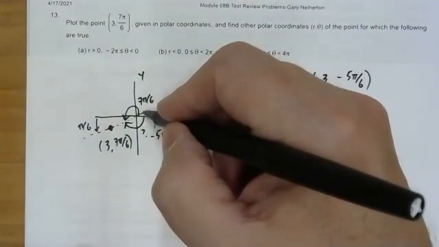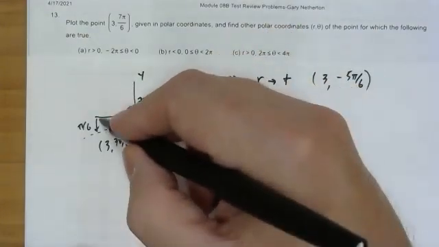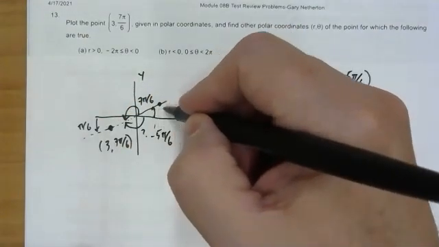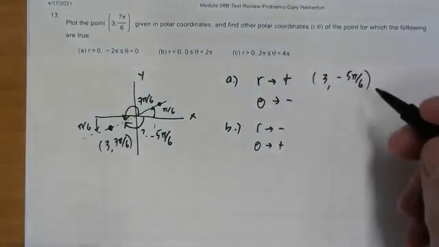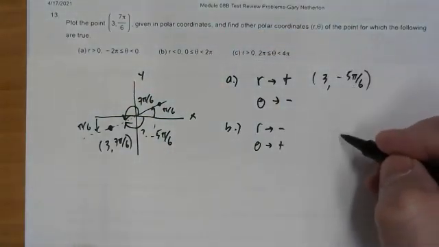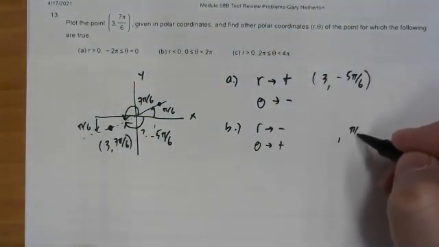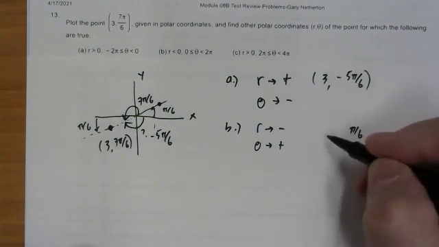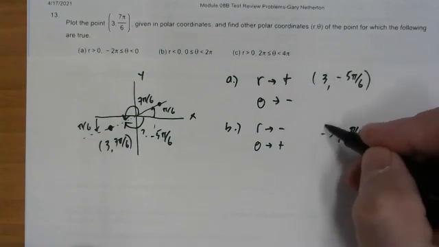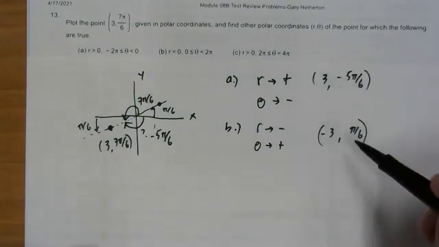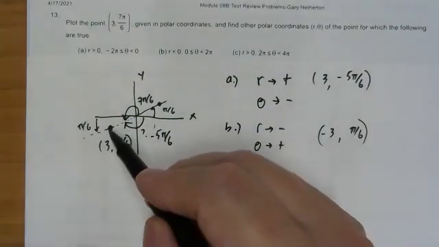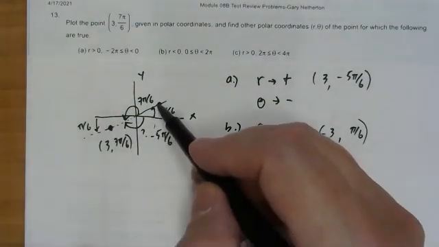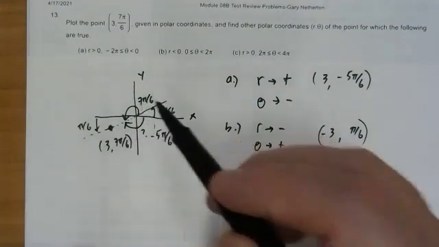So what's this angle going to be? Well, it's the same as this angle here. So the angle is going to be pi over 6. And when I make my r negative, then -3, pi over 6 should end up right here, right? Because your angle is pi over 6, the -3 flips it over here.